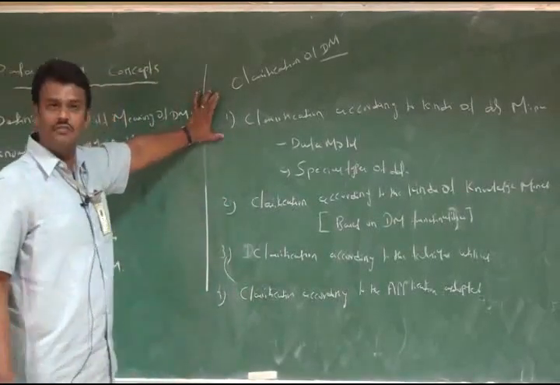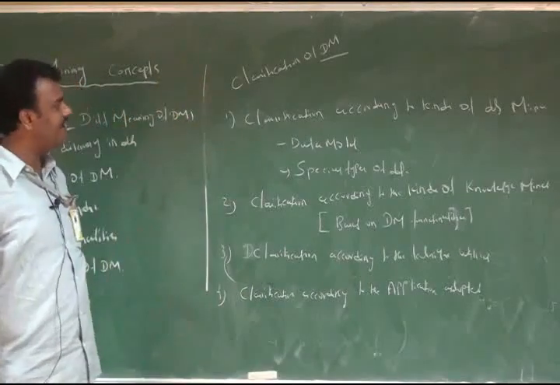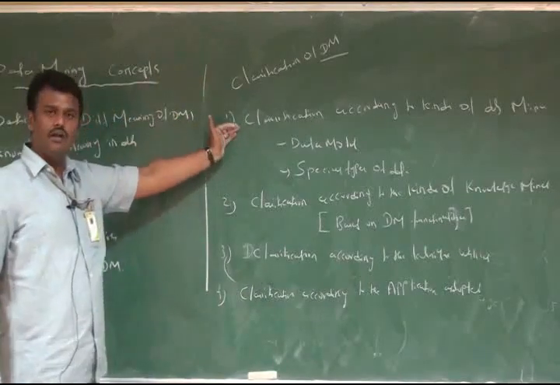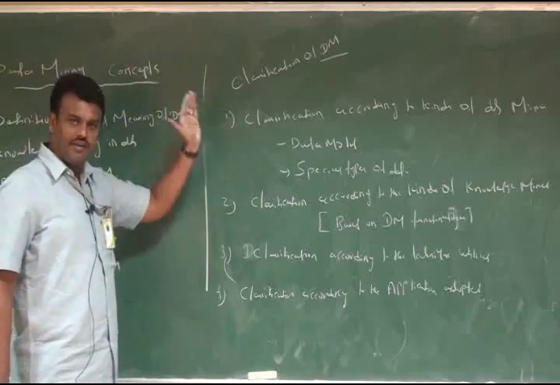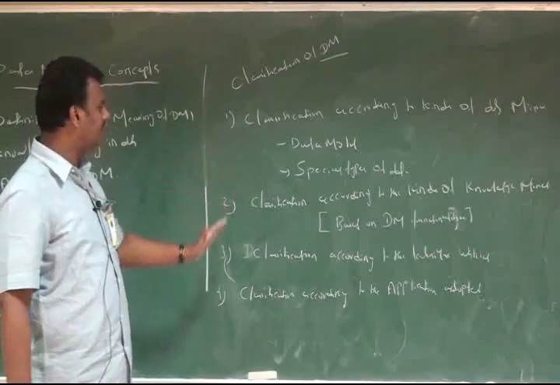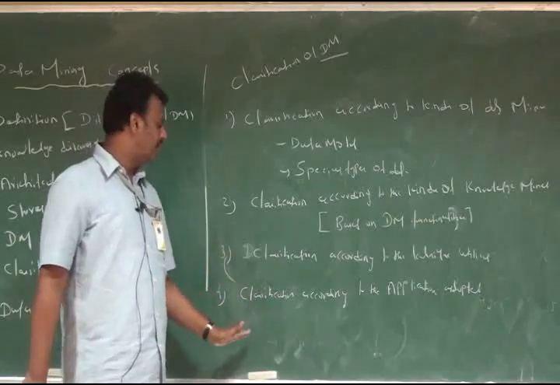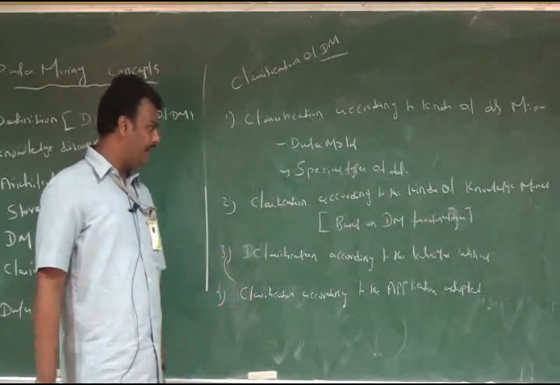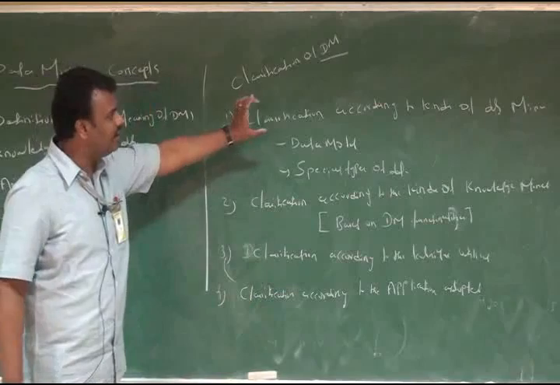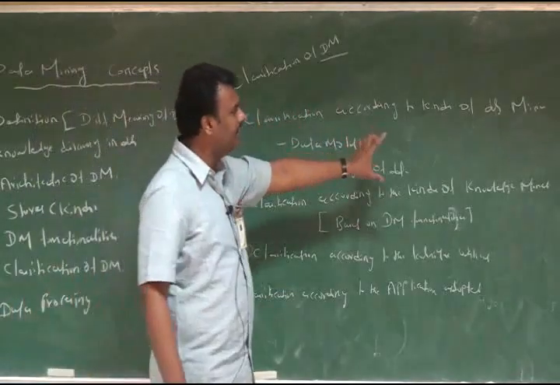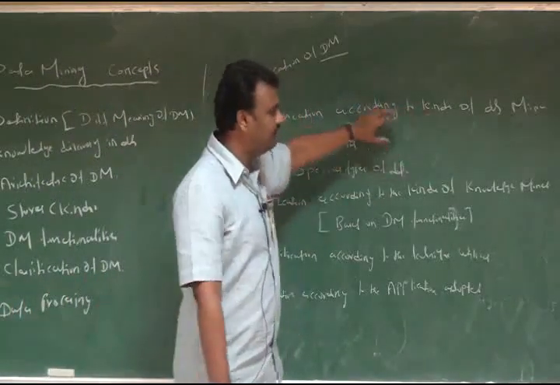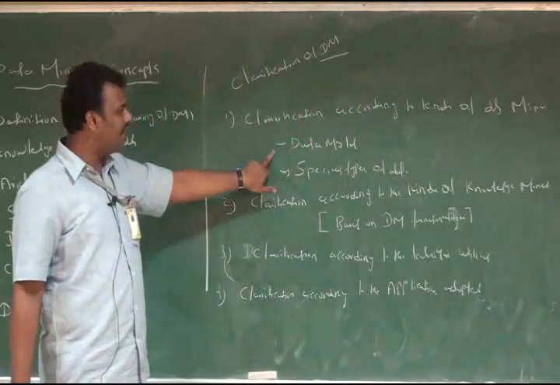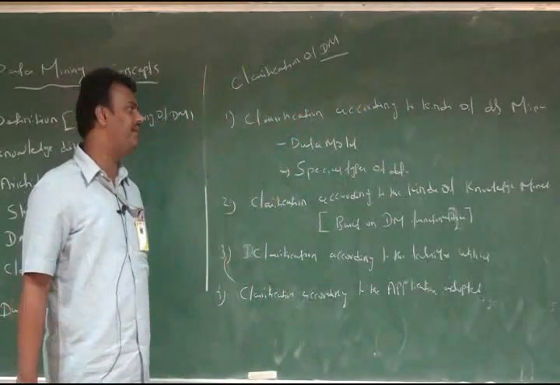These are the different classifications of data mining. What are the different classifications of data mining? The classification according to the kinds of database mined, the classification according to the kinds of knowledge mined, the classification according to the technique utilized, and the last one, the classification according to the application adapted. The classification according to the kinds of database mined can be subdivided into the classification according to the data model and the special type of data.